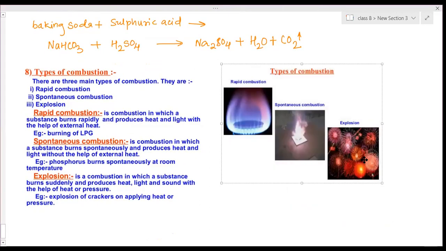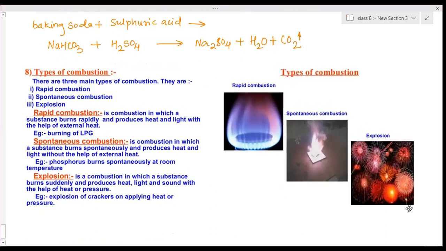Now you can see in this case, generally whenever you burn anything, suppose in case of a matchstick or LPG, does it start burning directly when you open the knob or take out the matchstick? Will it happen? No, ma'am. No. What do we need to do to burn the LPG?